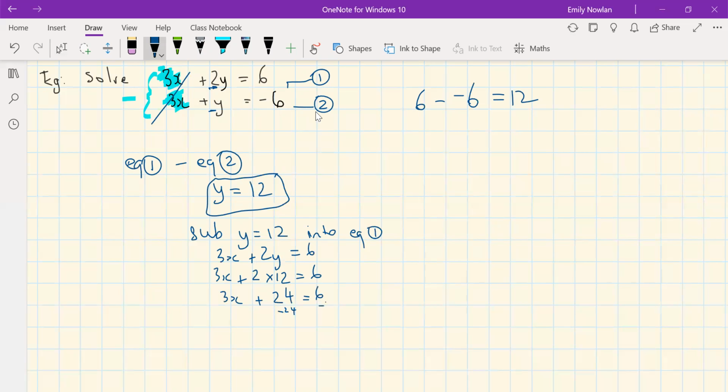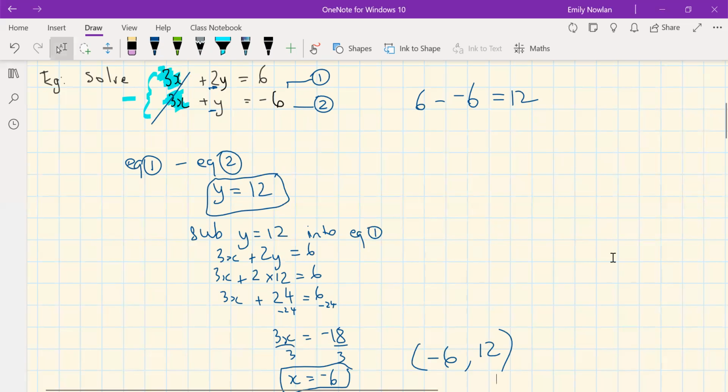Take the 24 away from both sides. So I end up with 3x is equal to minus 18. Divided by 3, x is minus 6. There's my other coordinate. So the answer is minus 6, 12.